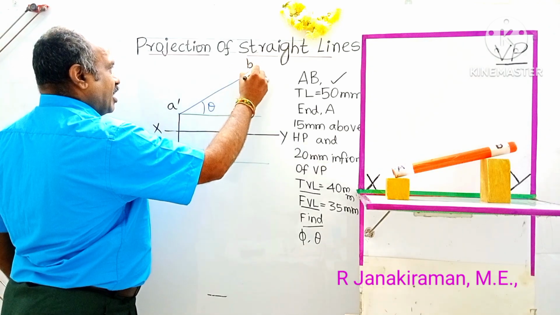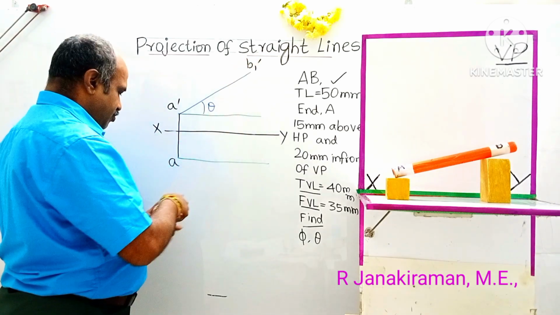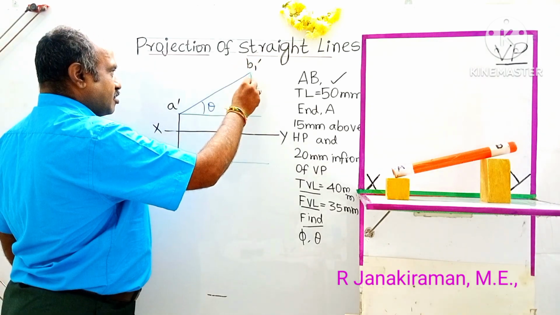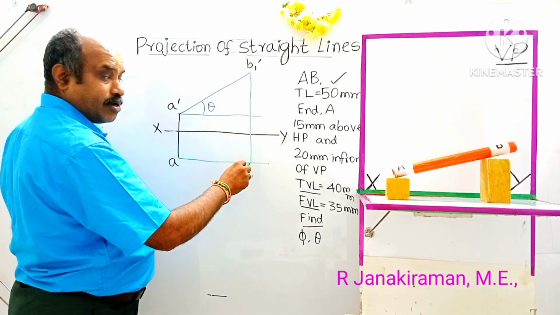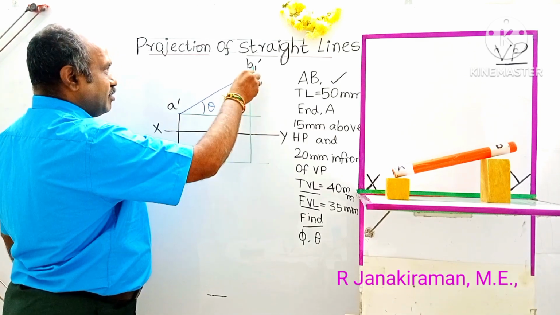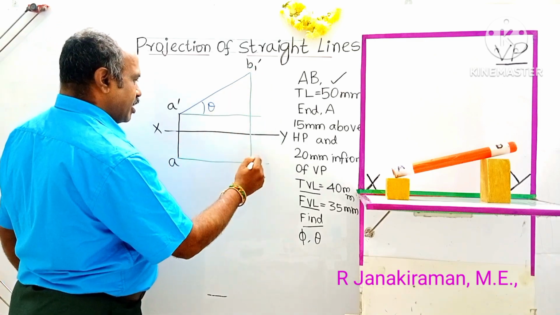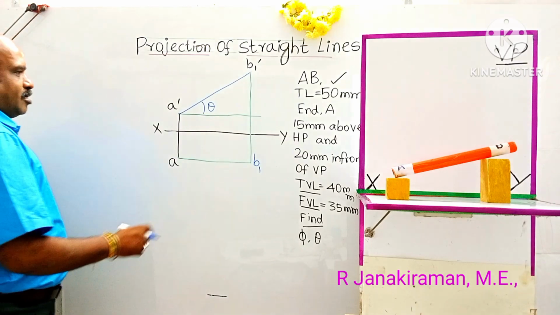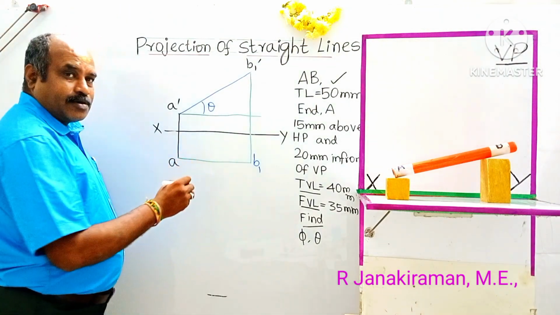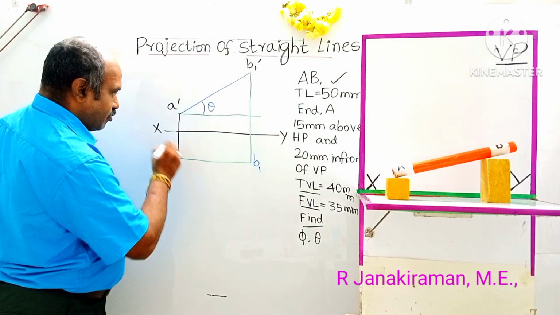This may be represented as B1 dash. So you would have drawn a vertical projector downward. Where it intersects with this A locus line, this point shall be marked as B1 dash, which means here we can put a letter B with suffix 1.